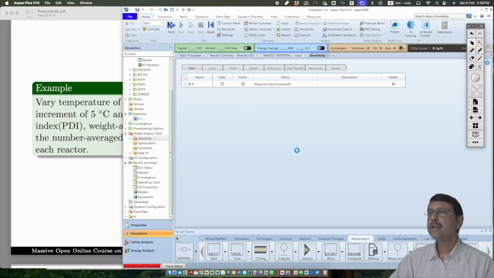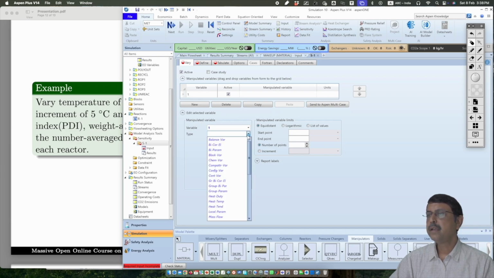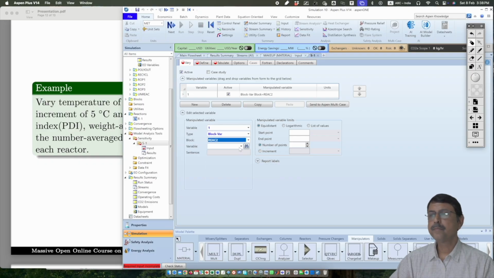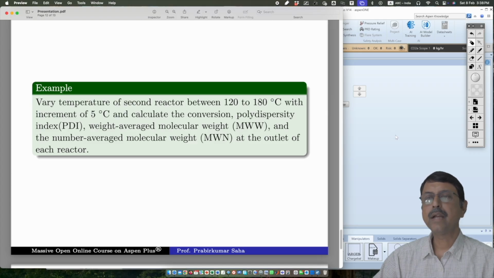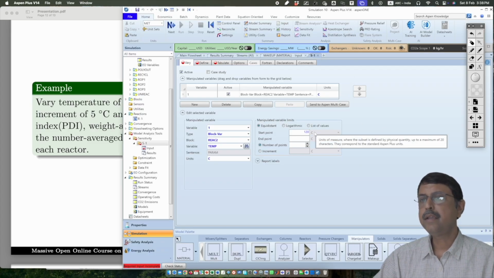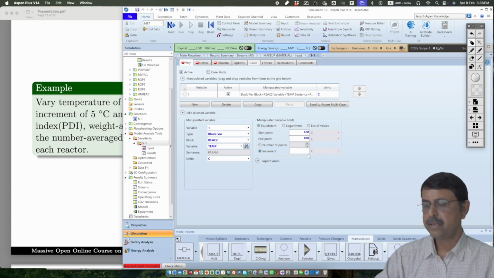So here in the sensitivity analysis, first we have to manipulate, that is vary, the block variable of reactor 2. The variable name is temperature, right? So temperature in degree centigrade, starting point is 120, ending point is 180. So it is 120 and 180. Increment is 5 degrees centigrade. Okay, so that's how it is varying.